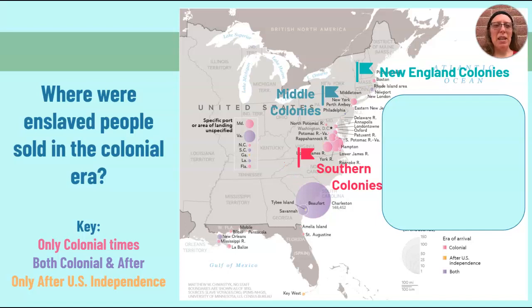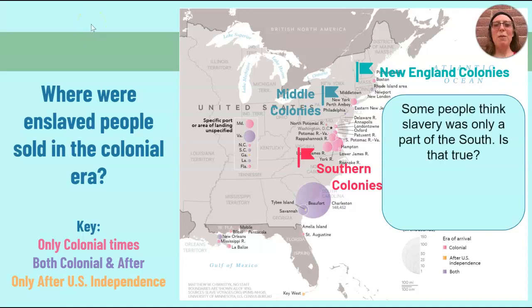This map has pink dots for places where people were bought and sold only during the colonial era, and purple dots for the places where slave trade was conducted both during the colonial era and afterward. We will ignore the two yellow dots for now because they were not places that traded enslaved people during the colonial times. So, focusing on the pink and purple dots, which regions had slave trading ports during the colonial era?